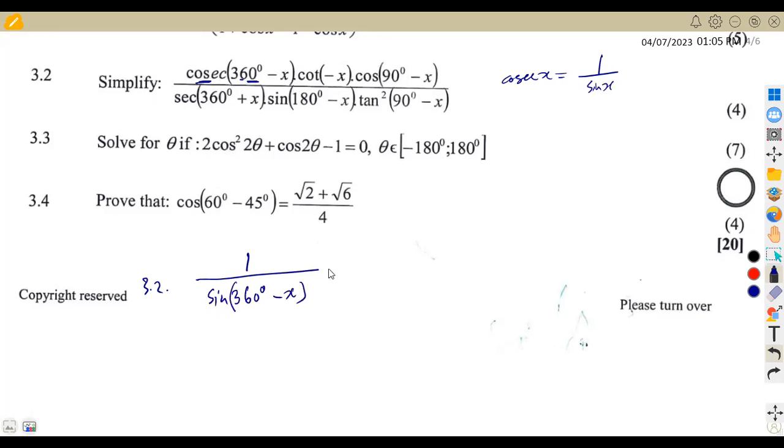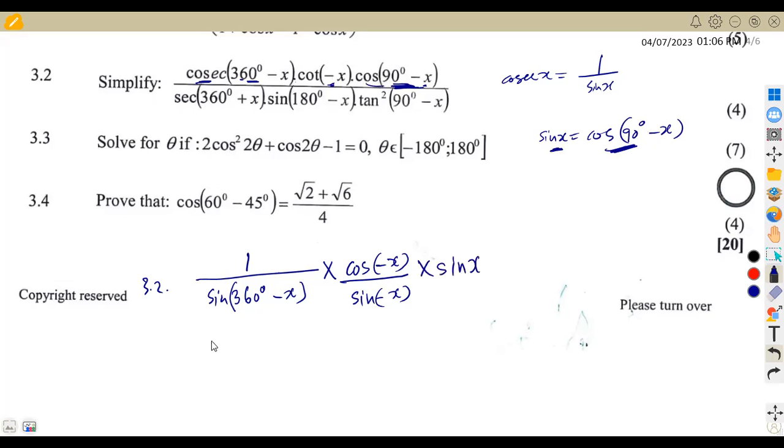Times cot of minus x. Also, we are not used to cot, but we know that cot is cos over sine. So this is going to be cos of minus x over sine of minus x, like this. All right. We move on to cos of 90 degrees minus x. From your co-ratios, we understand that the sine of x is equal to the cos of 90 degrees minus x. So cos of 90 minus x is equal to sine x. So this whole part is equivalent to the sine of x.